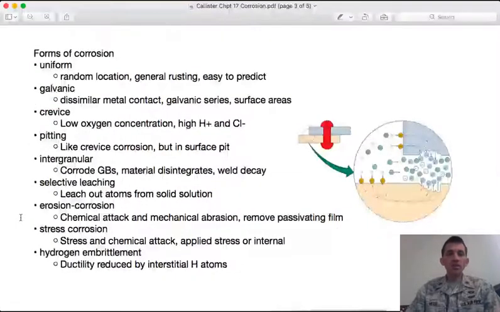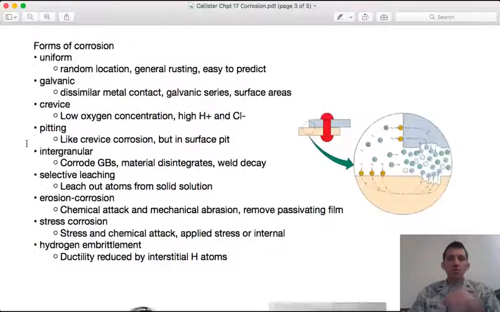Corrosion is also just a general term for lots of different scenarios, and because corrosion is so costly from an economic standpoint, we have gotten very specific about certain types of corrosion. And Callister goes through them. I'll summarize them here.